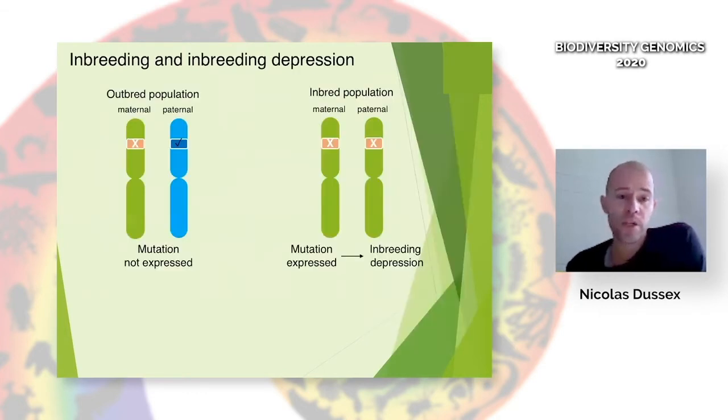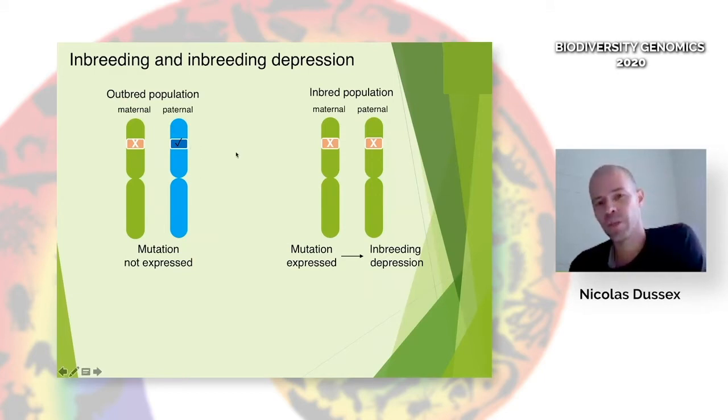Finally, in small populations, inbreeding will increase, and as a result, inbreeding depression, or reduction in fitness, will also increase. So in an outbred population, individuals may carry deleterious mutations, but these may be masked by a healthy variant, as you can see in this figure.